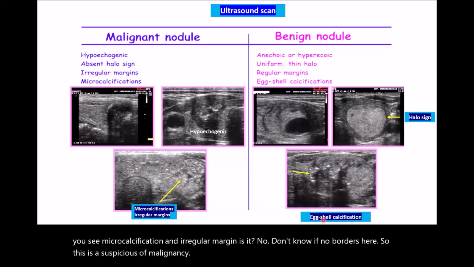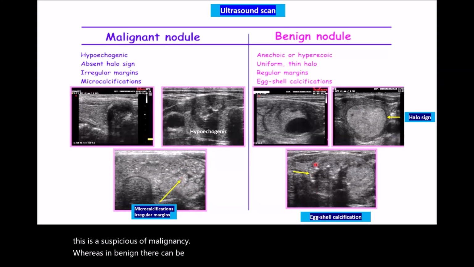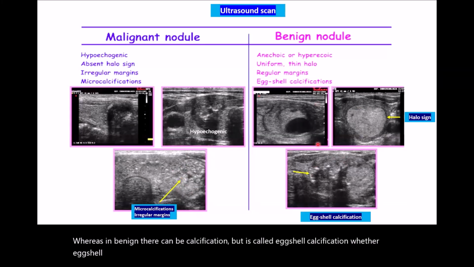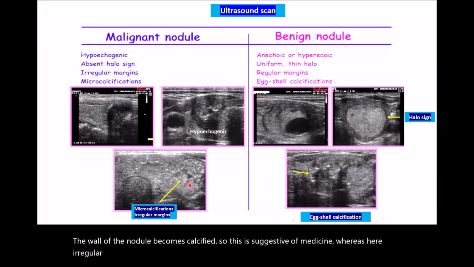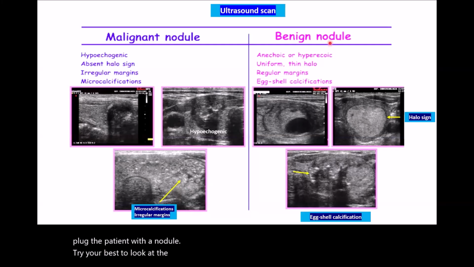Whereas in benign, there can be calcification, but it's called eggshell calcification. With eggshell calcification, the wall of the nodule becomes calcified. Whereas here, there are irregular microcalcifications within the nodule, which is suggestive of malignancy. So it is important to realize this. When you see a patient with a nodule, try your best to look at the ultrasound findings, so that you can correlate with what you see in your patient.